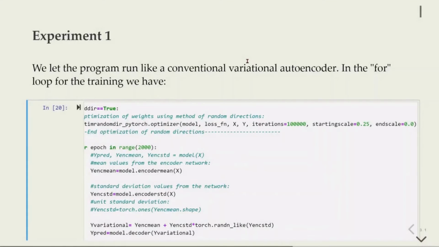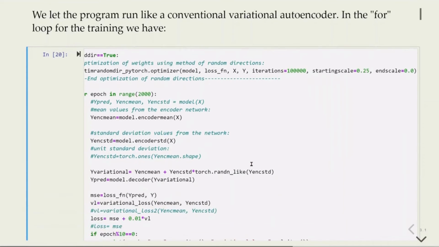We've seen the theory, we defined our model, we looked at the variational losses, so we have everything to start running a few experiments. So for experiment number 1, we will run a conventional variational autoencoder. Here we will use our variational loss, not the alternative one. We have here the Lagrange multiplier, so our loss is the mean squared error plus 0.01 times the variational loss that we've defined earlier.